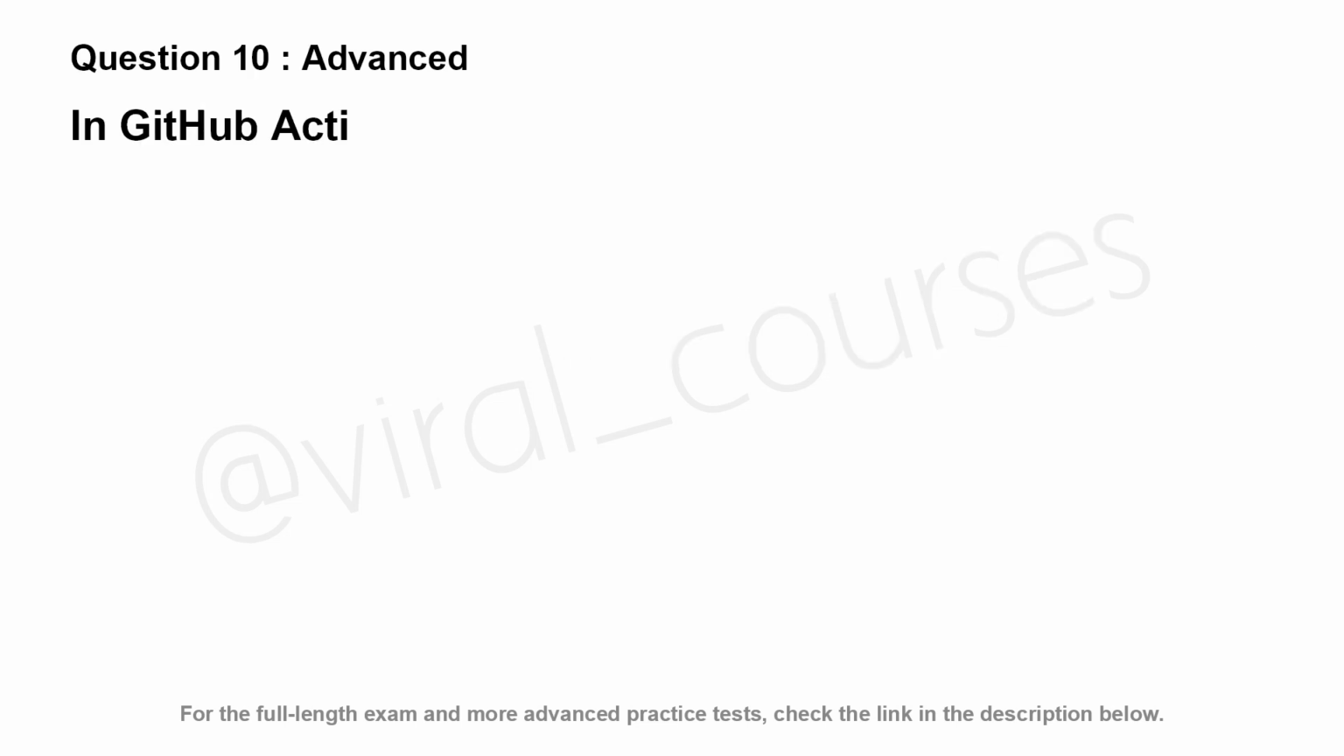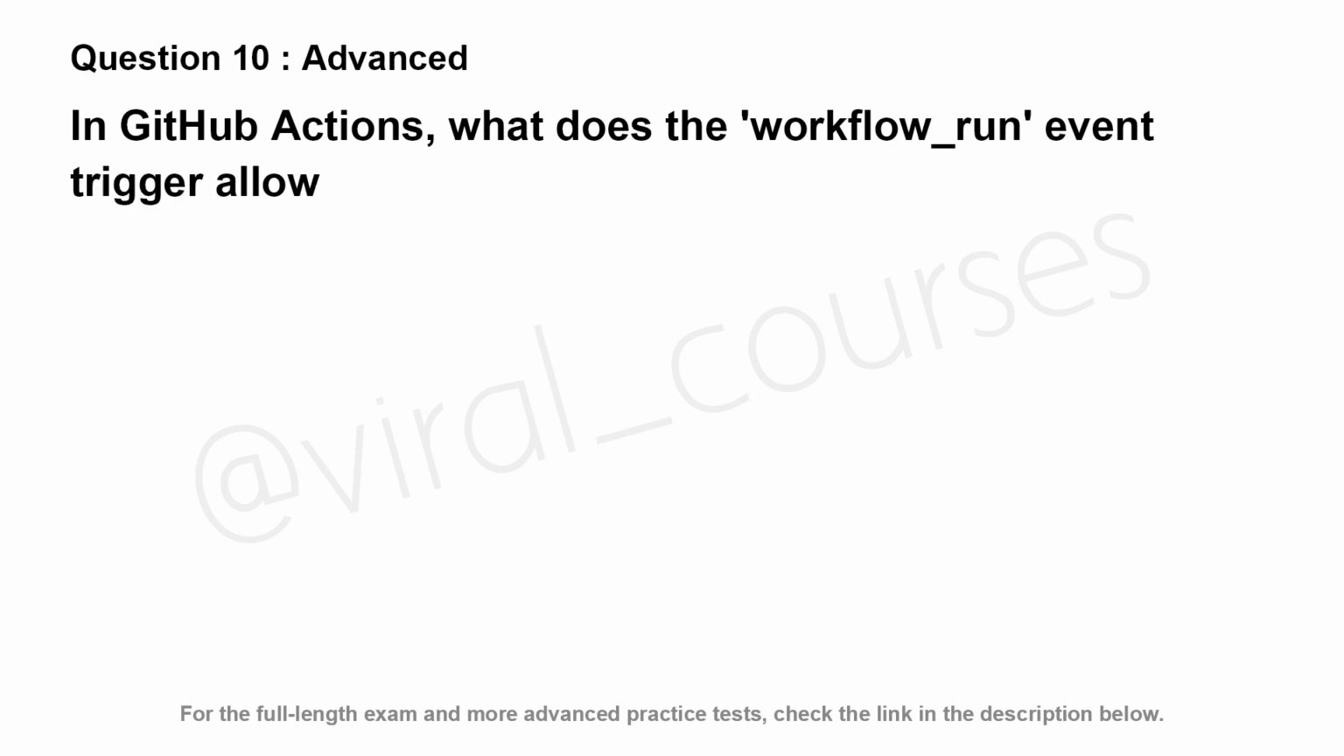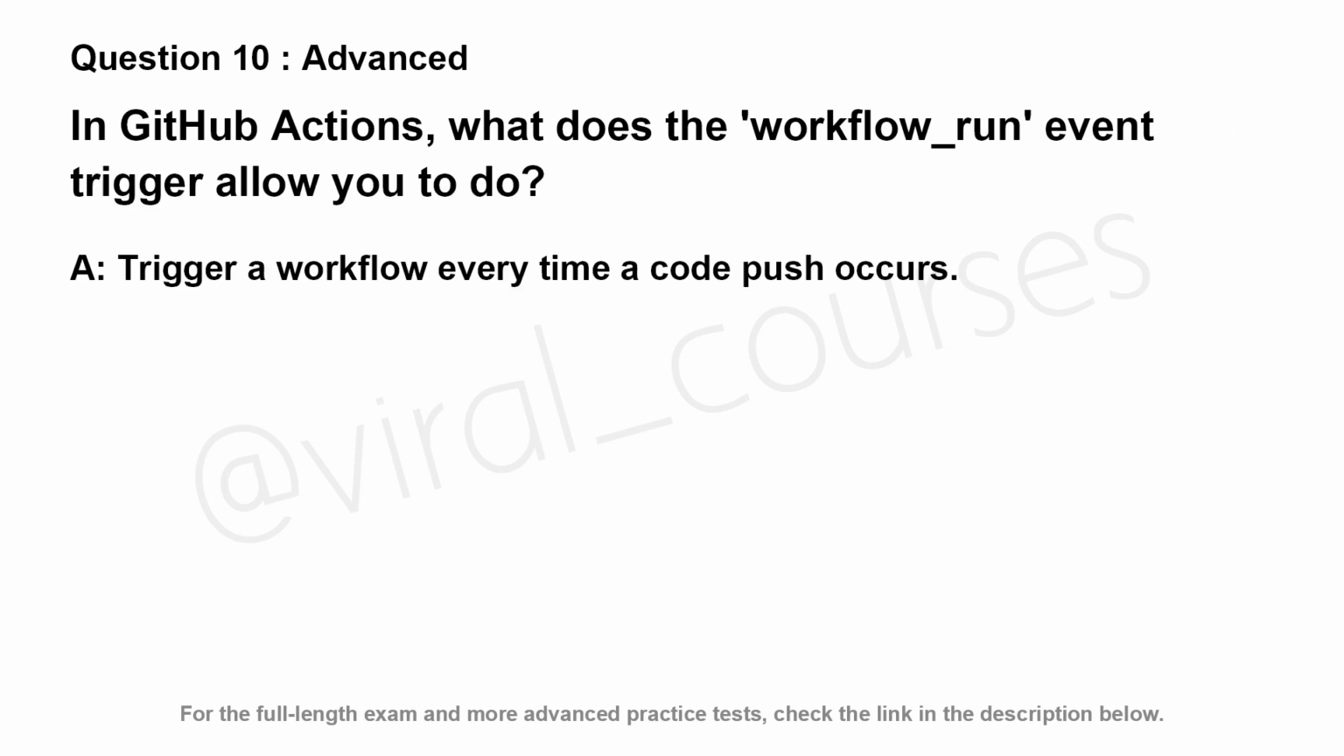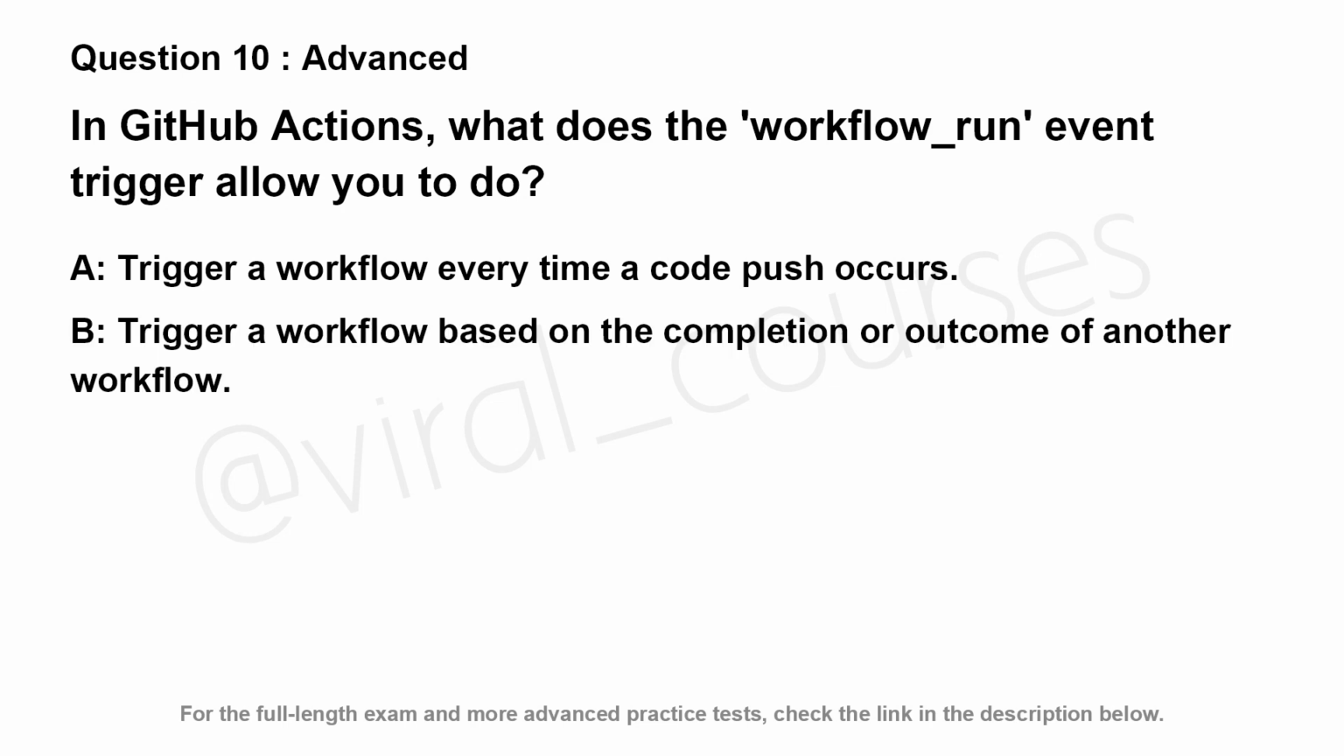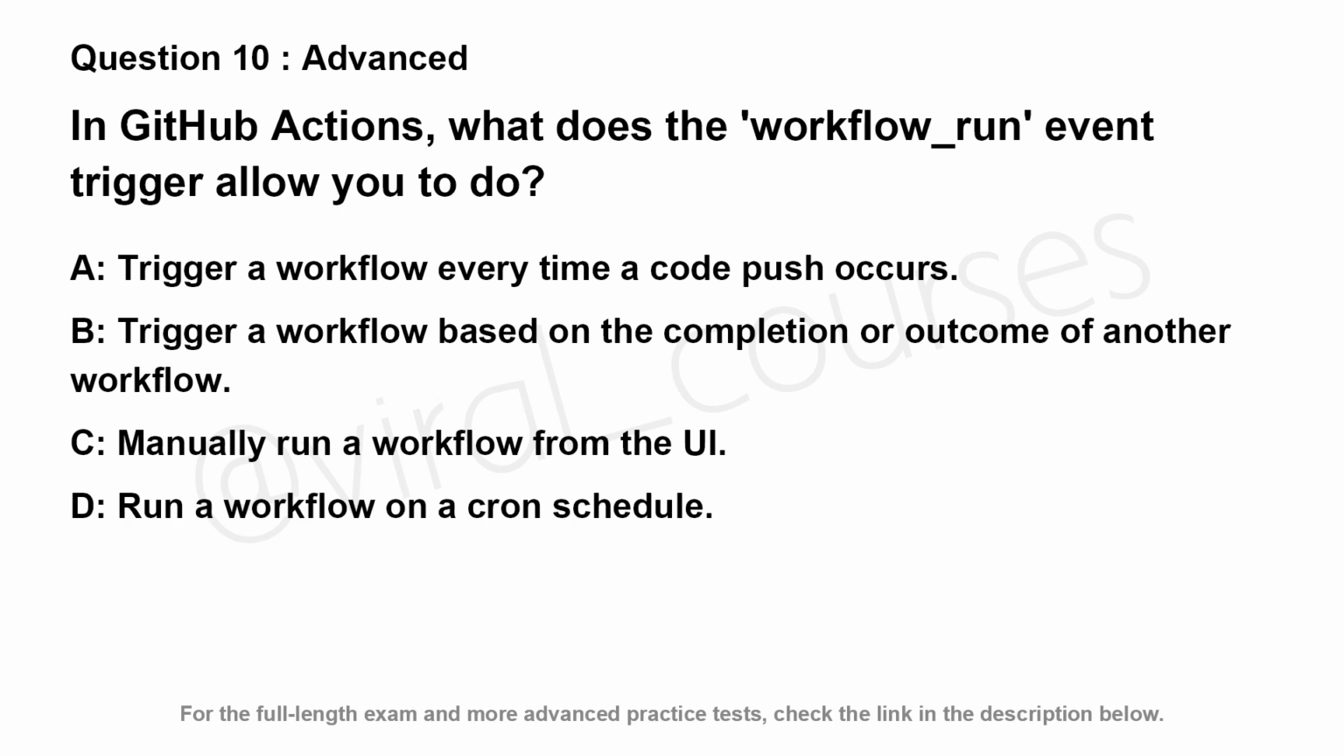In GitHub Actions, what does the workflow_run event trigger allow you to do? Option A. Trigger a workflow every time a code push occurs. Option B. Trigger a workflow based on the completion or outcome of another workflow. Option C. Manually run a workflow from the UI. Option D. Run a workflow on a cron schedule.